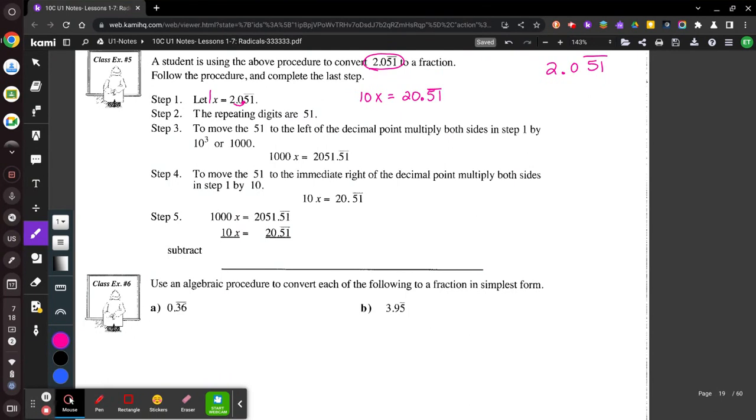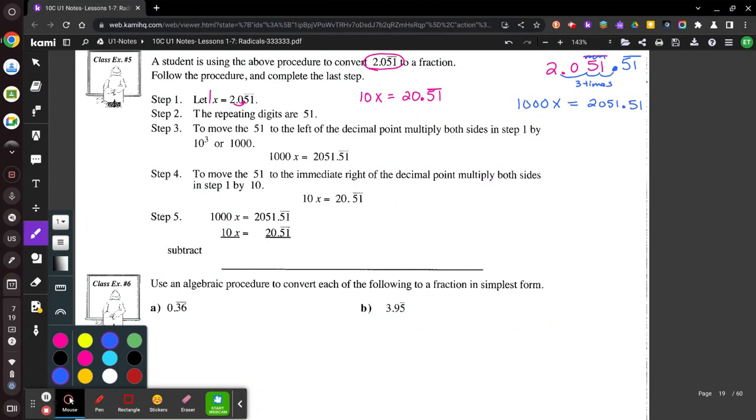So that means I'm moving my decimal point to the right, 1, 2, 3 spaces. Yes, the 5-1 will still continue on the right, but at least the 5-1 will now be on the left-hand side. So that's what we're trying to do. Since I'm moving my decimal place 3 spaces to the right, I would times that by 1,000. So x is times by 1,000 to give me 1,000x equals 2051.51. Now we take the large number, subtract the small number.